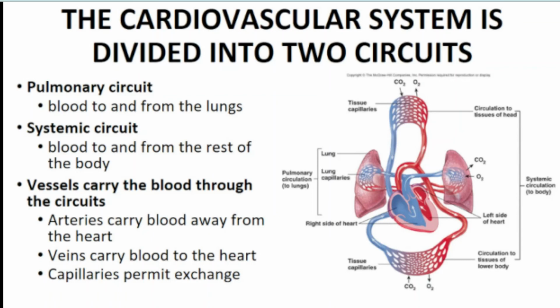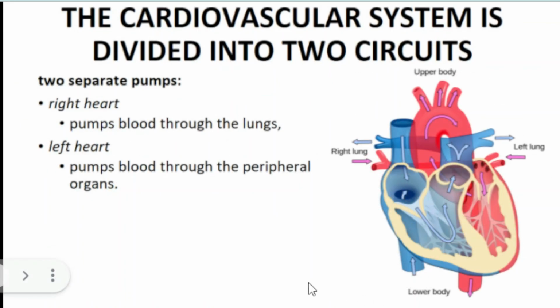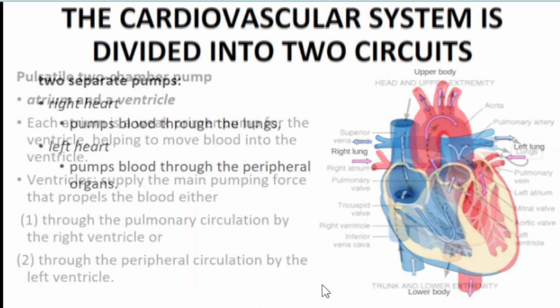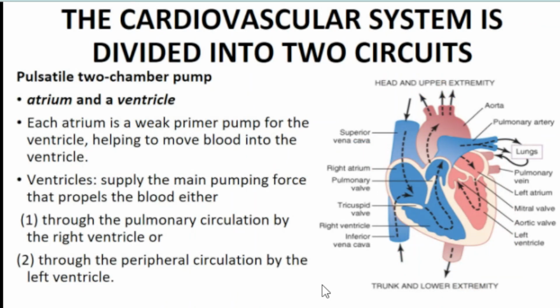So as mentioned, arteries carry blood away from the heart, while your veins bring blood back to the heart. And the gas exchange happens in your capillaries. This is where the gas exchange happens. So by this time, we've already established that the right heart pumps blood to the lungs and the left heart pumps blood to the rest of the body. And this is accomplished by your two-chamber pump, the coordination of your atrium and your ventricle.